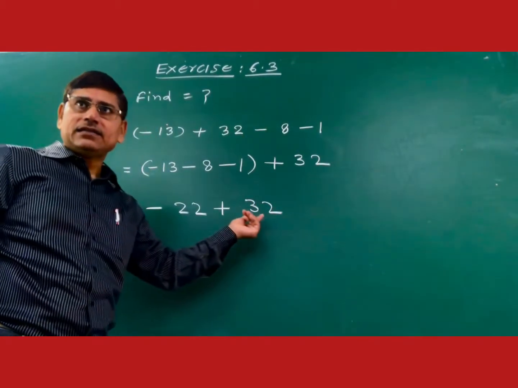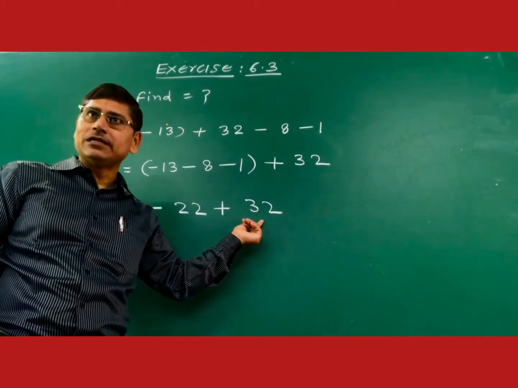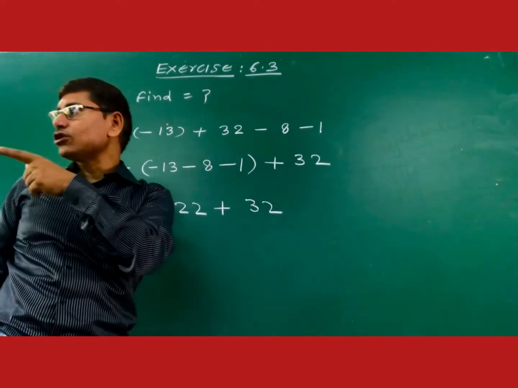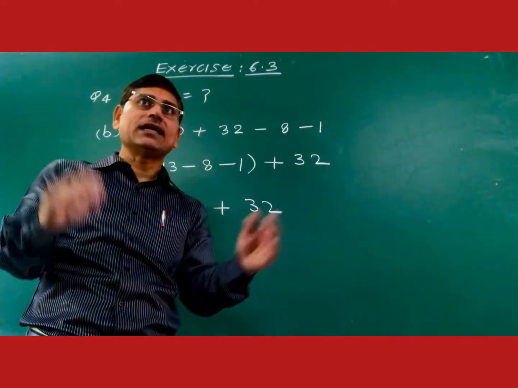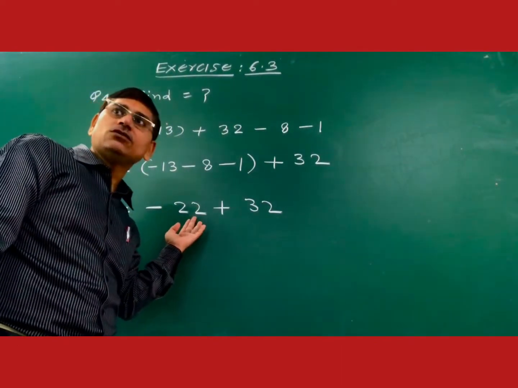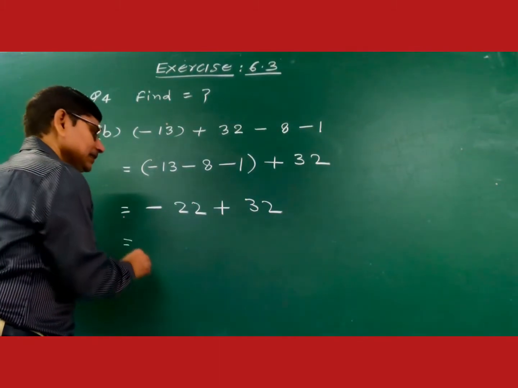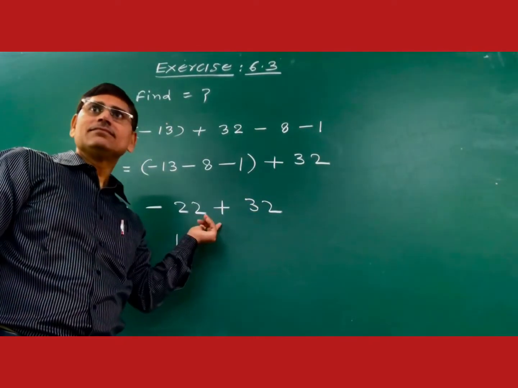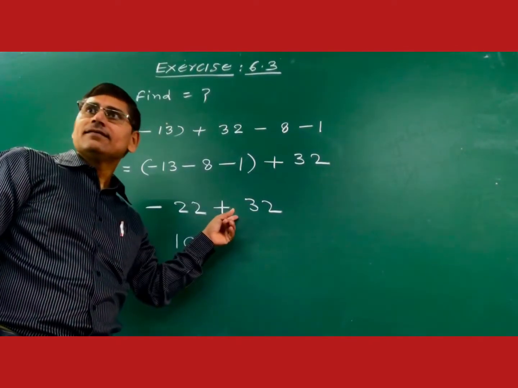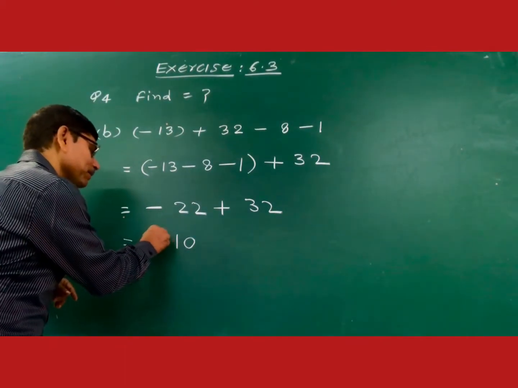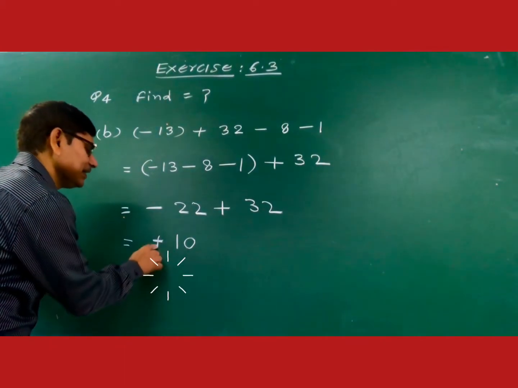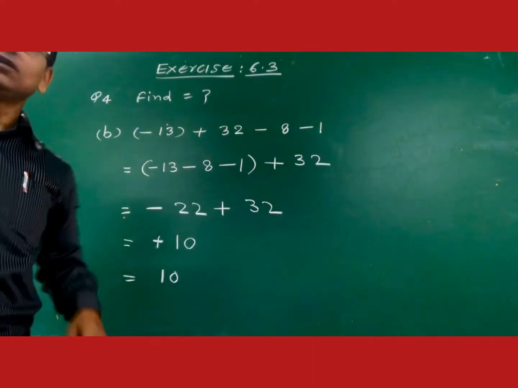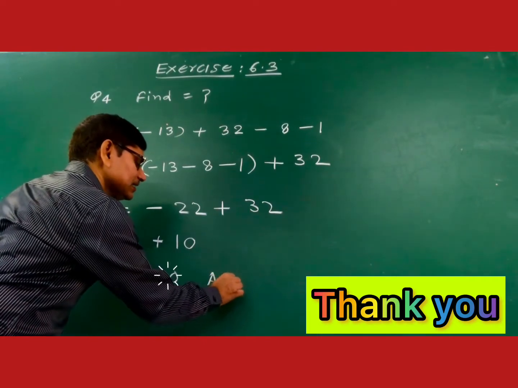Now here this one is a positive integer and this one is a negative integer, means opposite sign. In the case of opposite sign you will subtract from each other. So 32 minus 22, 10. Correct. 10. And which one is greater? 32 is, so you will mark plus here, but there is no need to indicate plus because it is understood, so you can write only 10 also, no problem. So this is the answer of this question.